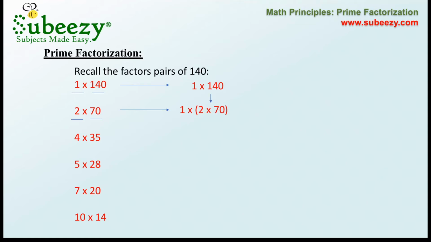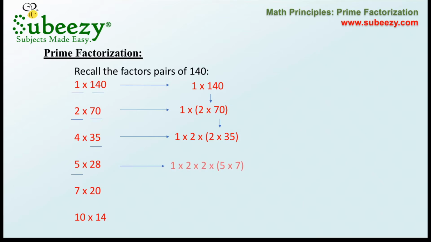We just saw previously that 2 is a prime number. So now let's break down 70 into prime numbers. We know that 70 is equal to 2 times 35. 2 is a prime number, but 35 is divisible by more than just 1 and itself, so it is not a prime number. 35 is equivalent to 5 times 7.